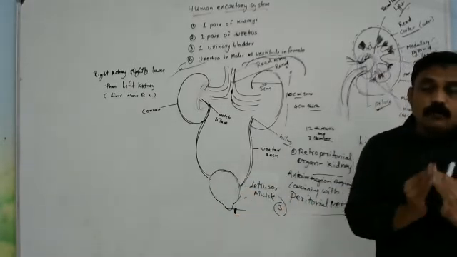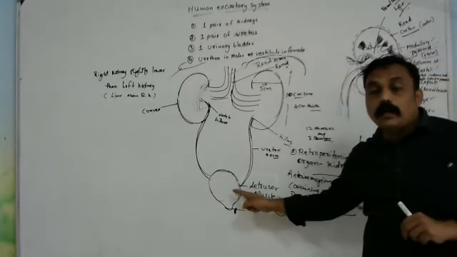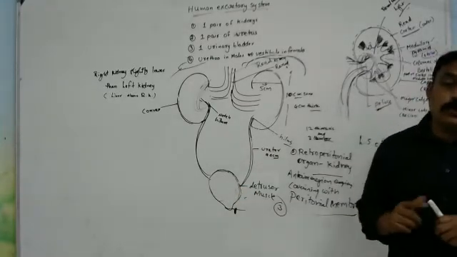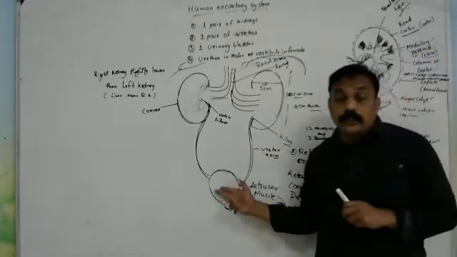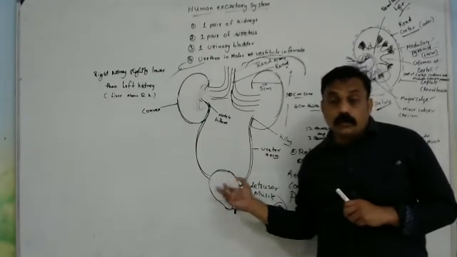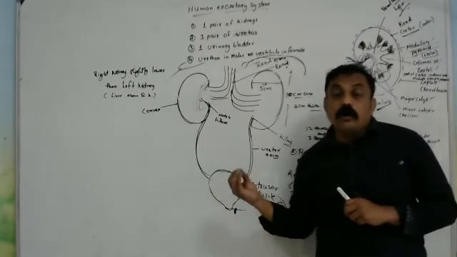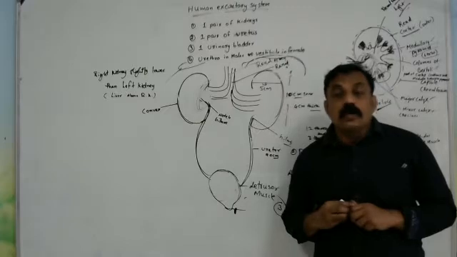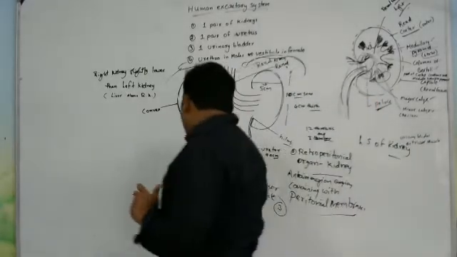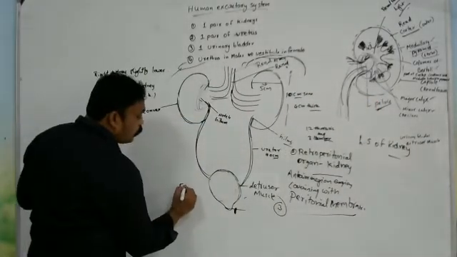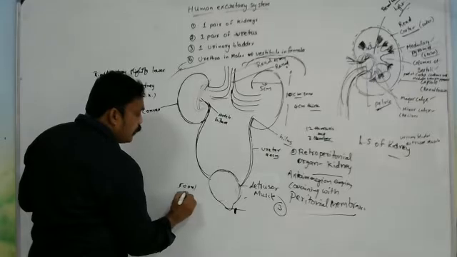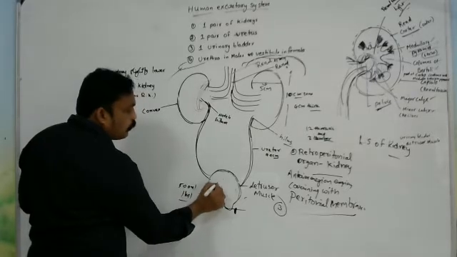Generally, what is the use of the urinary bladder? It is for storage of urine. It is a reservoir that just stores the urine temporarily. How much urine will it store? Approximately 500 ml to 1 liter.